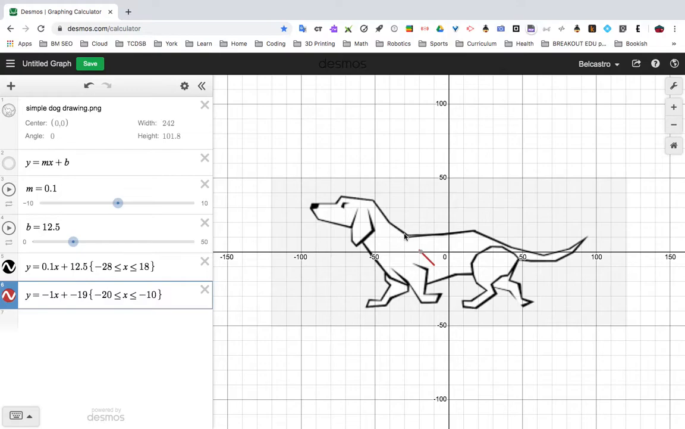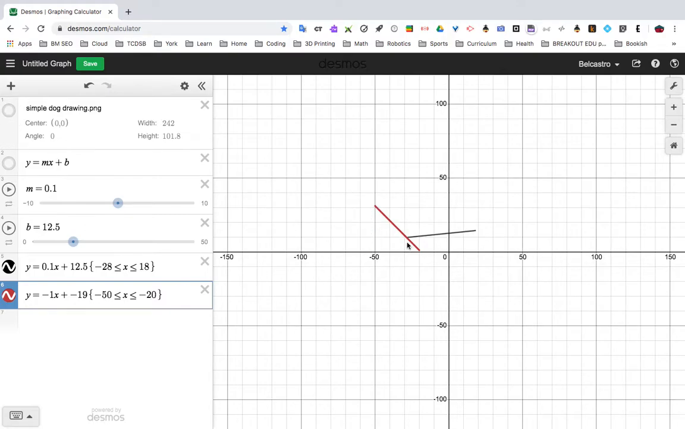I would play for somewhere around here. Oh, I was way off. That should be negative 50 and 20. Okay, not bad. So there's another way I can start doing it. And you'll notice if I turn off the dog image, I'm starting to get part of it.